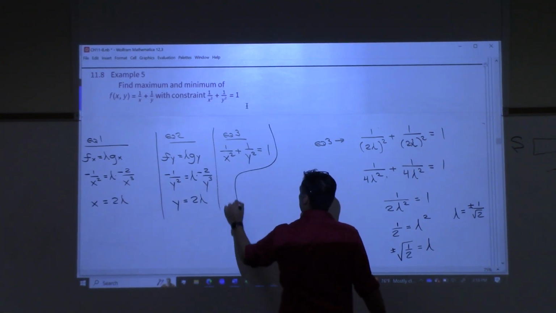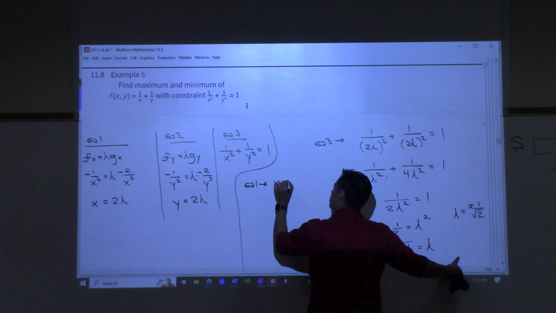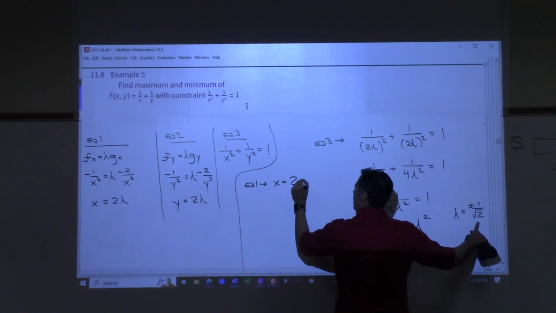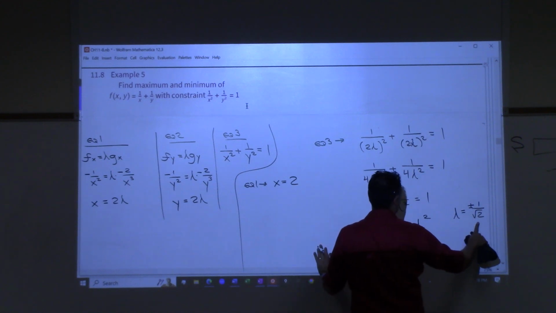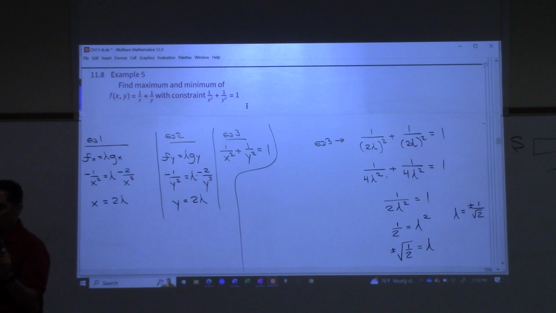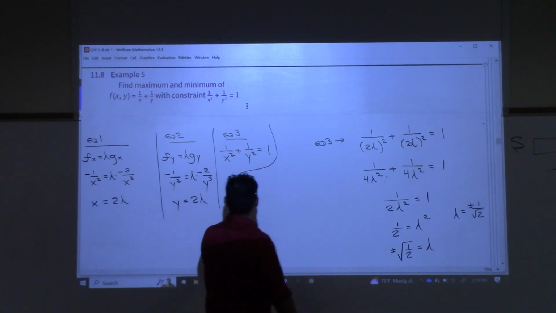Continuing my work here. So equation 1 now tells me that x is equal to 2 times lambda, right? Let's do it this way. Hold on. I have 2 different scenarios for lambda right now, right? I'm going to look at each one separately. So suppose lambda is the positive one.